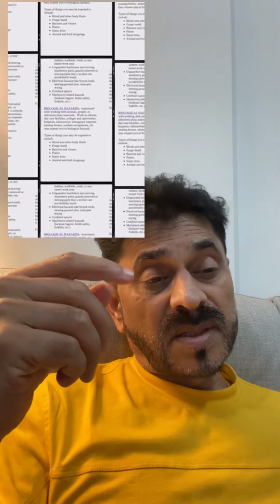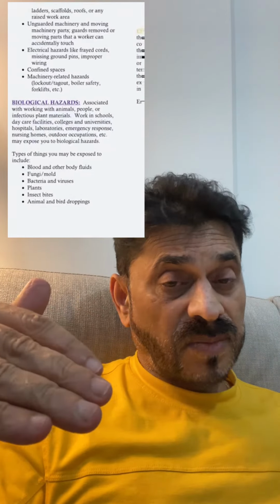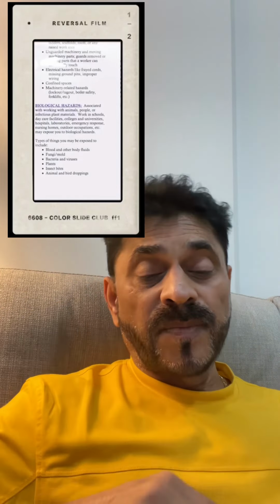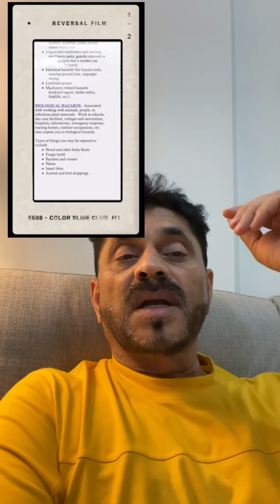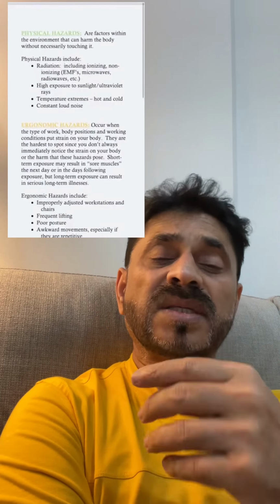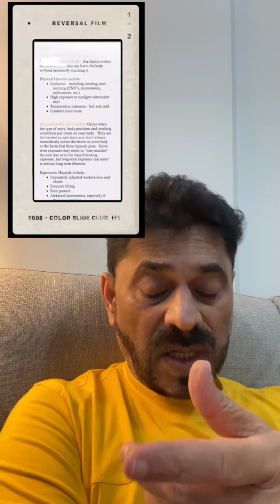When it comes to biological hazards, we can categorize them into blood and other body fluids related hazards, fungi and mold related hazards, bacteria and viruses, plants, insect bites, and animal and bird droppings. There could be more, but these are some basic hazards which you may focus on.